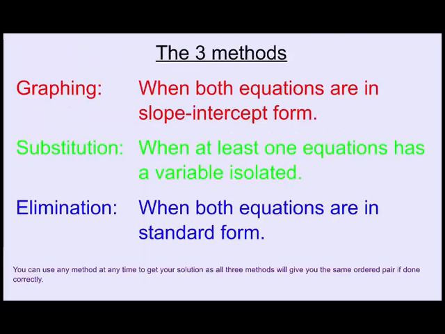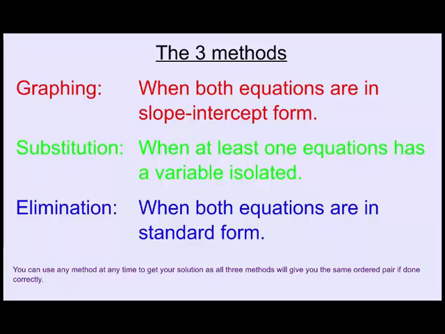So the 3 methods that I mentioned that we learned about are the graphing method, the substitution method, and the elimination method. Each one has its unique time that you'd want to use it, although you can always manipulate your equations in order to fit a specific method. But generally, if the 2 equations are given to you in slope-intercept form, the graphing method is probably the easiest way to find the solution.